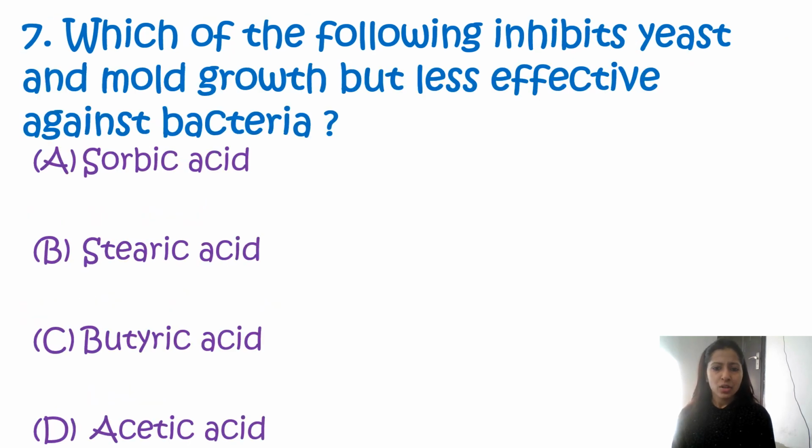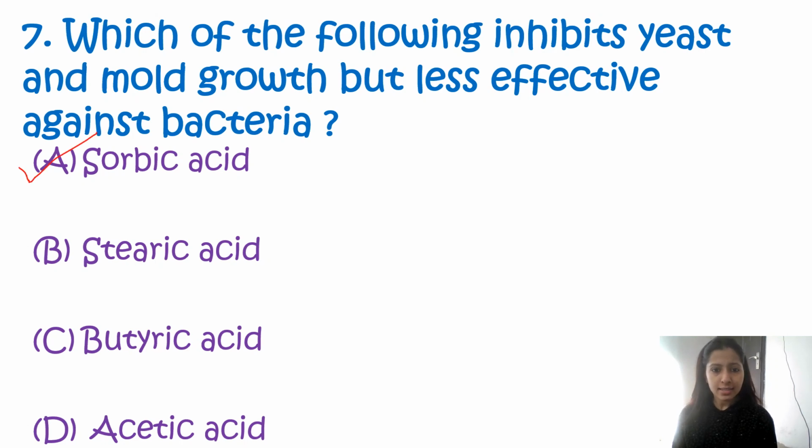Question number 7. Which of the following inhibits yeast and mold growth but is less effective against bacteria? Option A, sorbic acid. Option B, stearic acid. Option C, butyric acid. Option D, acetic acid. So which of the following inhibits yeast and molds? So sorbic acids, actually sorbic acids क्या है? Sorbic acids or its salts, like calcium, potassium, sodium salts, are effective antimicrobial agents against yeasts, molds as well as bacteria. But they are less effective against bacteria. So my correct option will be option number A.